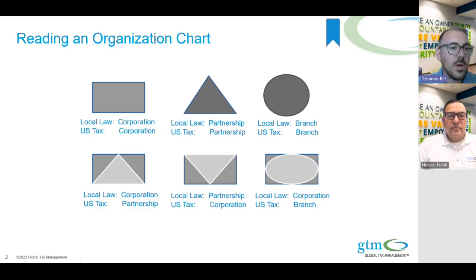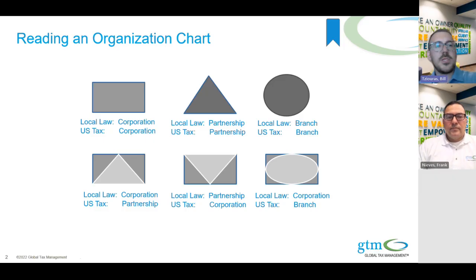We use a rectangle. When we talk about a partnership, in this case, a partnership that would be treated the same in US tax purposes and foreign tax purposes, standard is that we use the triangle. Working our way to the right, if you see a circle, sometimes that could represent an individual, but here in the corporate context, we're talking about a branch for both US tax purposes and for foreign tax purposes.